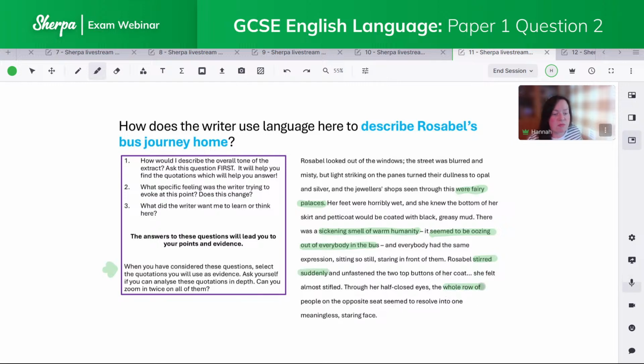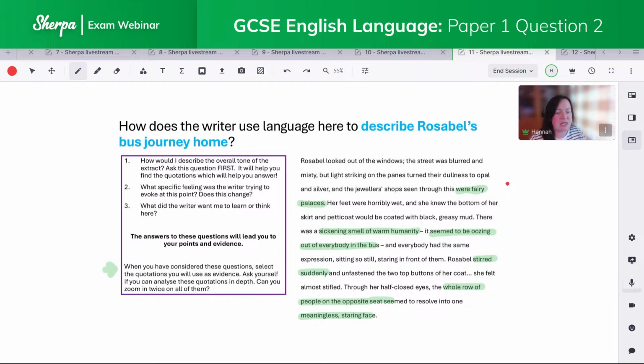Whole row of people on the opposite seat, seemed to become one meaningless staring face. So I've got lots of things I might choose. The one that stood out to me the most would be this one. However, that's a good example of one that is very hard to talk about as well. So if I were to ask myself, could I actually zoom in and analyse that in depth? A little bit, but I probably could do other ones better.